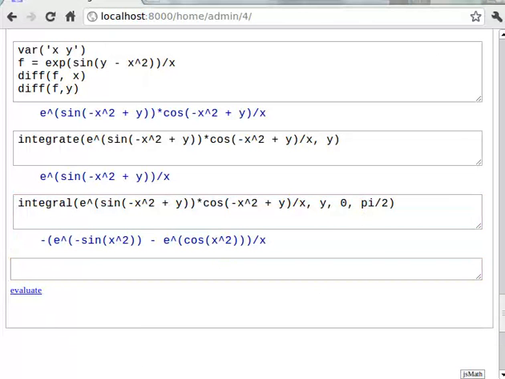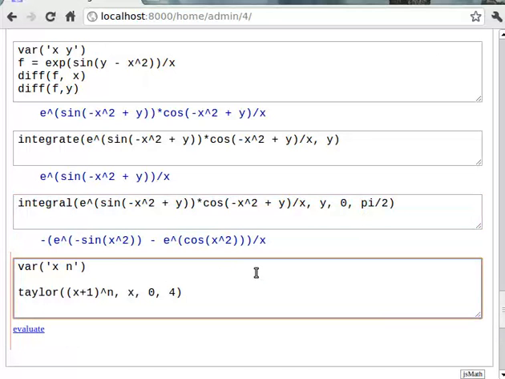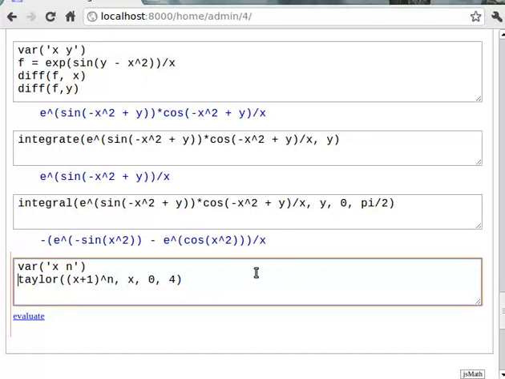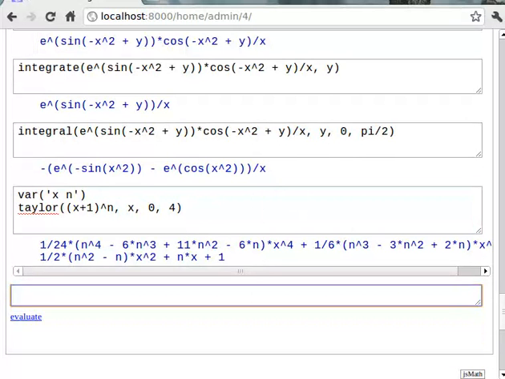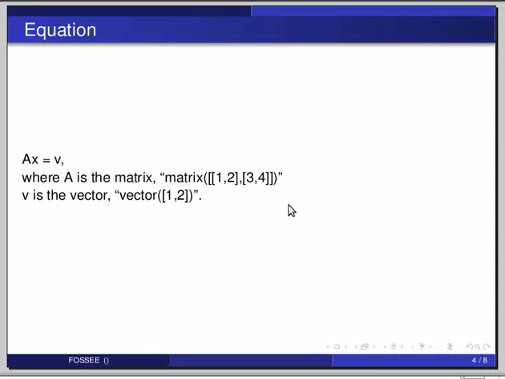Now let us see how to obtain the Taylor expansion of an expression using Sage. Let us obtain the Taylor expansion of x plus 1 raised to n up to degree 4 about 0. So for that you can type var within brackets x space n in single quotes, then type taylor within brackets x plus 1 raised to n comma x comma 0 comma 4. We easily got the Taylor expansion using the Taylor function. So this brings us to the end of the features of Sage for calculus that we are looking at. For more, look at the calculus quick reference on the Sage Wiki.